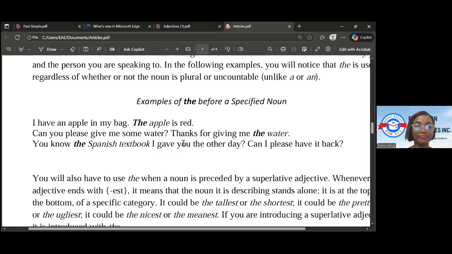I have an apple in my bag. The apple is red. Can you please give me some water? Thanks for giving me the water. You know the Spanish textbook I gave you the other day? Can I please have it back? Okay, so it's "have". The other day, you know the Spanish textbook I gave you the other day. Can I please have it back? Okay, so that's it.